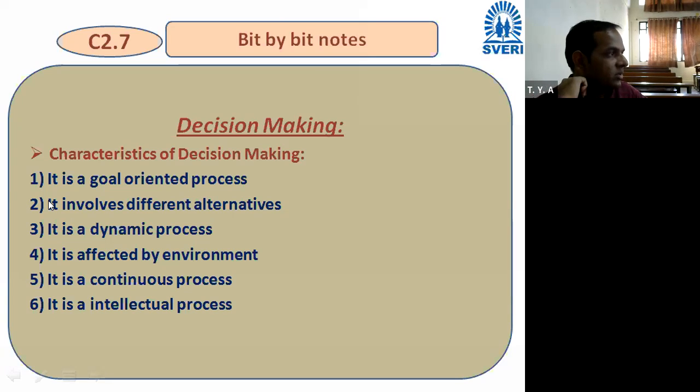If you do not agree with some of the sentences, because these are bullets and not complete sentences most of the time, you should ask your doubts in between also. It involves different alternatives.